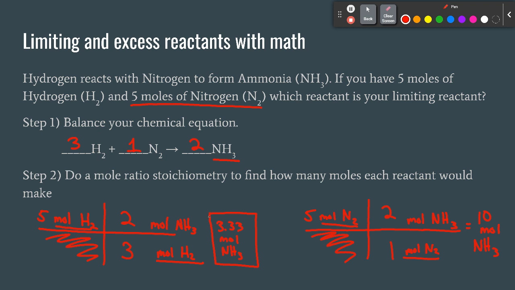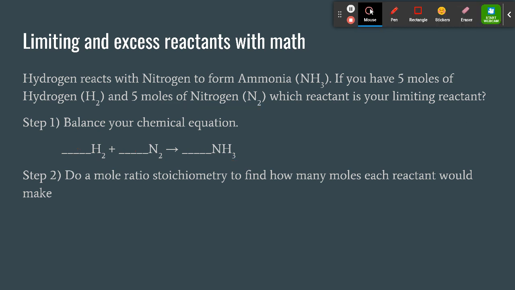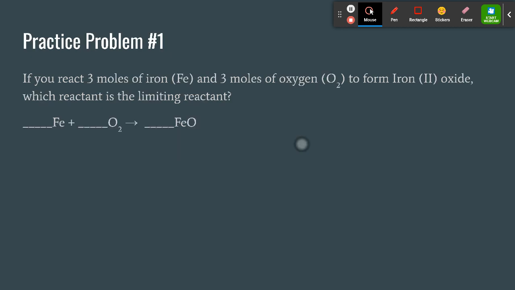All right, let us move forward, and I'm going to give you a few practice problems to try out. Let's start with, if you react 3 moles of iron and 3 moles of oxygen to form iron 2 oxide, which reactant is the limiting reactant? So we're going to start with balancing your chemical reaction. See if you can get that.